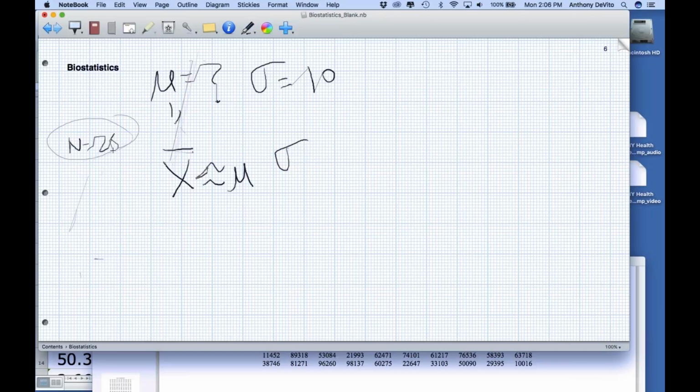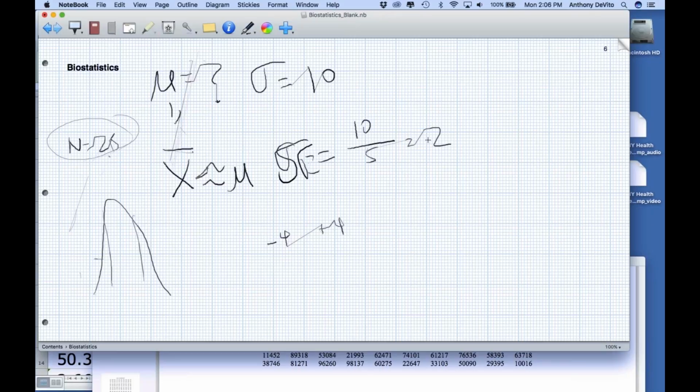So if the sample size is 25, my standard error, the standard deviation for the samples, is going to be equal to 10 over the square root of 25, which is 5. It's going to be equal to 2. So 95% of my samples of size 25 are going to be between 4 below and 4 above, 2 standard deviations above and below X bar.